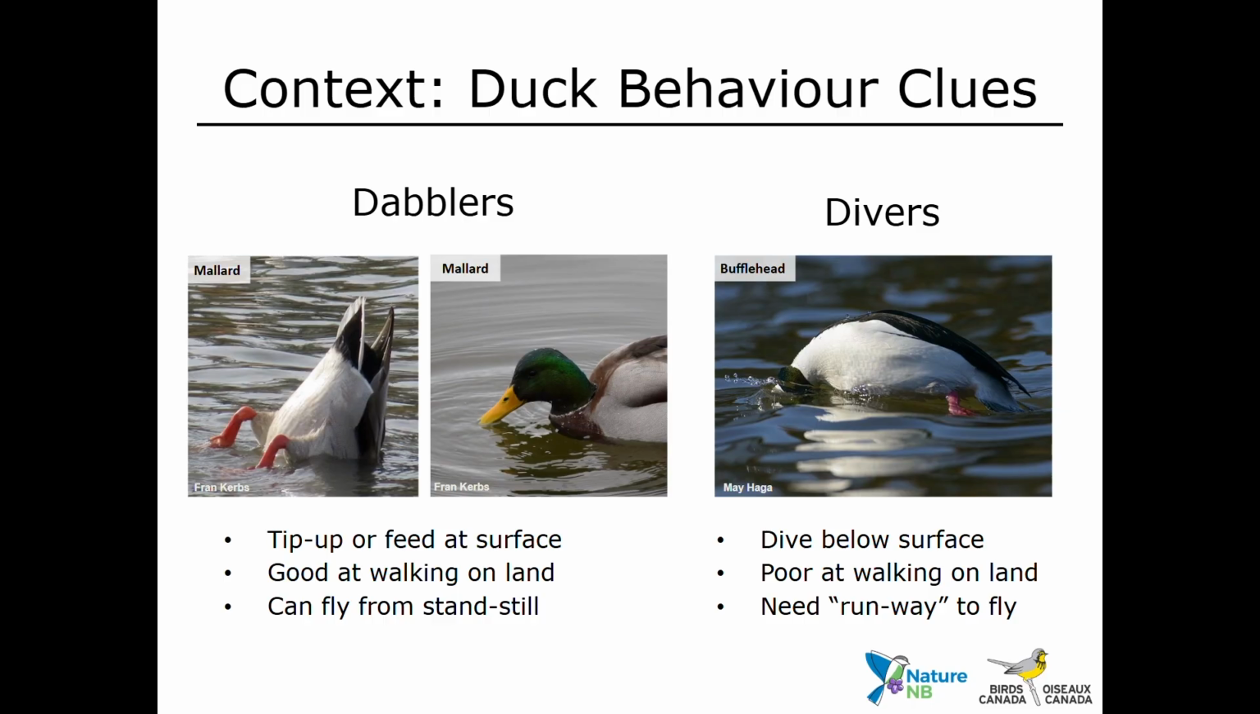A good example is looking at different types of duck. So we have dabblers, which tip up when they're feeding, so they stick their butts in the air, or they feed on the surface. They're good at walking on land, and they can fly from a standstill. And then divers, as the name suggests, dive below the surface. They're pretty poor at walking on land, and they need a runway to take off. So again, if you're not quite sure what kind of duck you're looking at, you can first characterize it as a dabbler or a diver based on its behavior, and then you can narrow down from there using the other ID tricks.